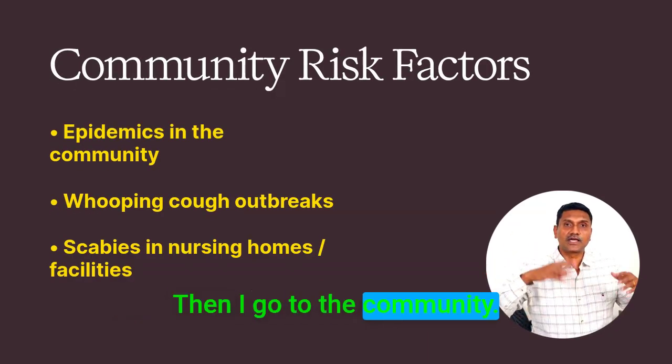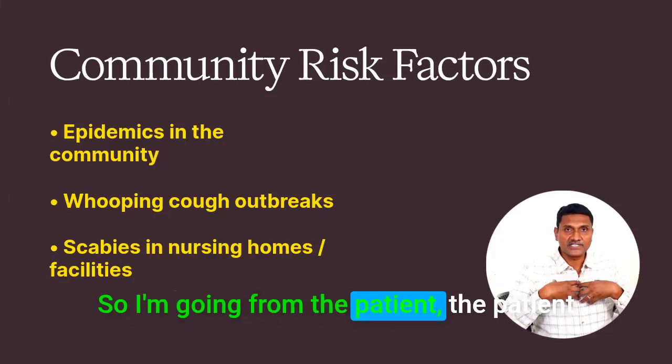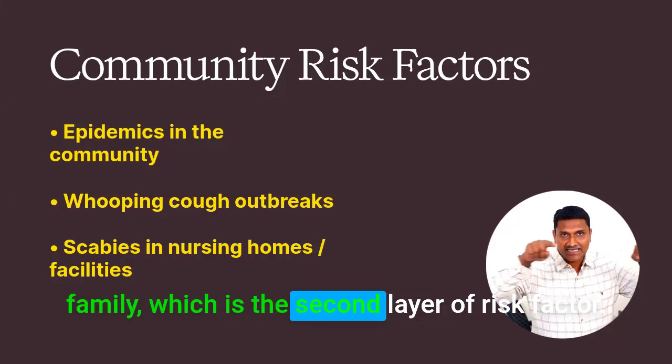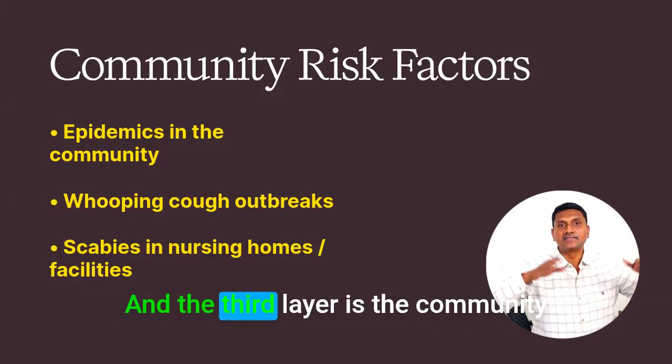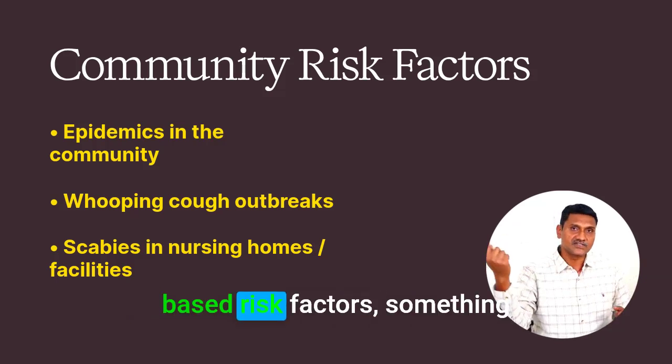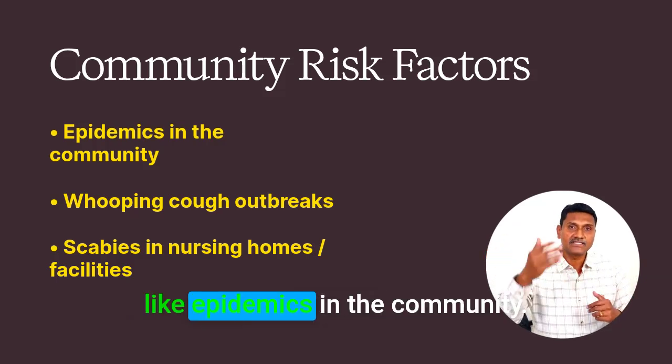Then I go to the community. So I'm going from the patient to the family, which is the second layer of risk factor, and the third layer is the community-based risk factors. Something like epidemics in the community.